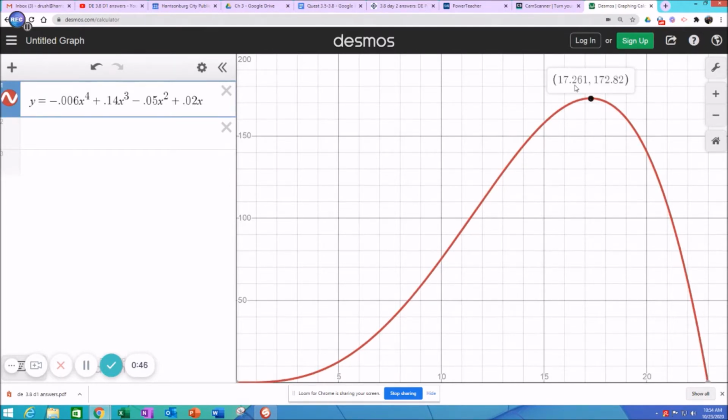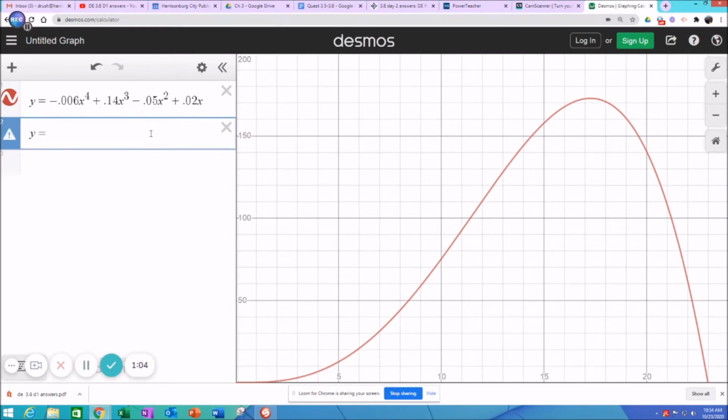Part C, concentration greater than 100. Where is it going to be greater than 100? So if I put another equation in here, y equals 100. Okay, this is the line where it's 100. So from there to there, from time of 11.4 to 21 almost 2, it's always going to be greater than 100.